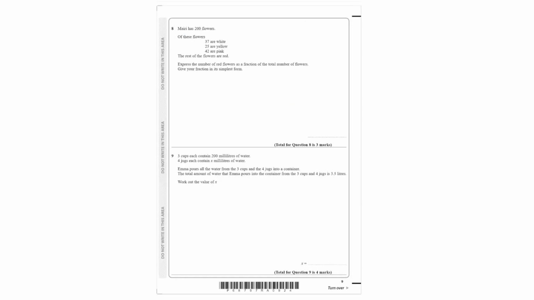Question 8. Marie has 200 flowers. Of these flowers, 37 are white, 25 are yellow, 42 are pink. The rest of the flowers are red. Give the number of red flowers as a fraction of total numbers, simplifying your fraction. So we know that 200 is the total. We can rewrite this to 200 over 200 because 200 over 200 is 1 and 1 is simply 1 whole. We can rewrite 37 to 37 over 200, 25 to 25 over 200, and 42 to 42 over 200.